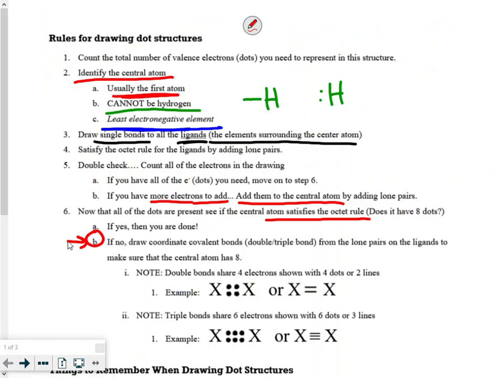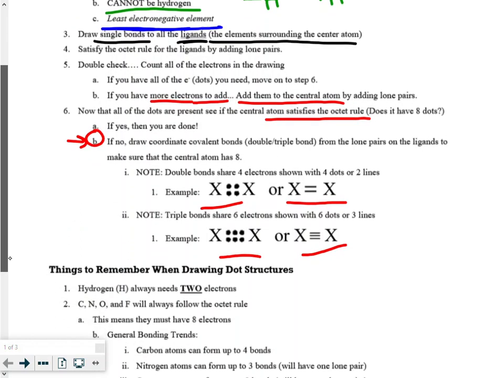So we're going to take off a lone pair of one of the ligands, and we're going to move it and make it become, say, a double bond with 2 lines or 4 dots, or a triple bond. We do it twice. We make a triple bond if needed. So the problem is that we need to decide which ligand to pull it from. Do we pull it from the F or the O?